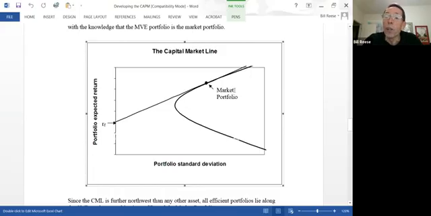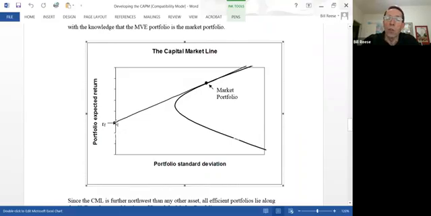It has every single asset in the world and every combination of assets in the world inside of it. So every stock, every bond, every piece of real estate, everything that is traded, everything that has a standard deviation and an expected return is contained inside this hyperbola. But there is one asset that has the highest Sharpe ratio.